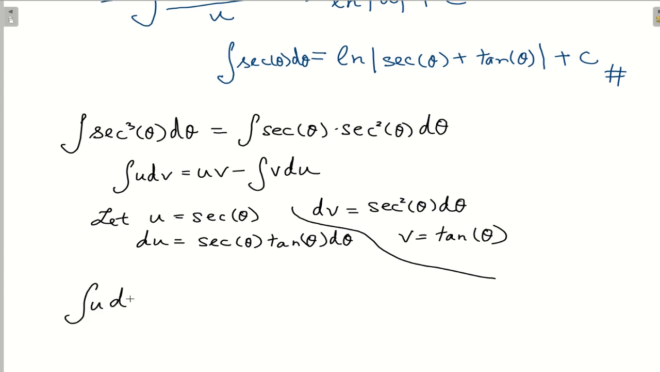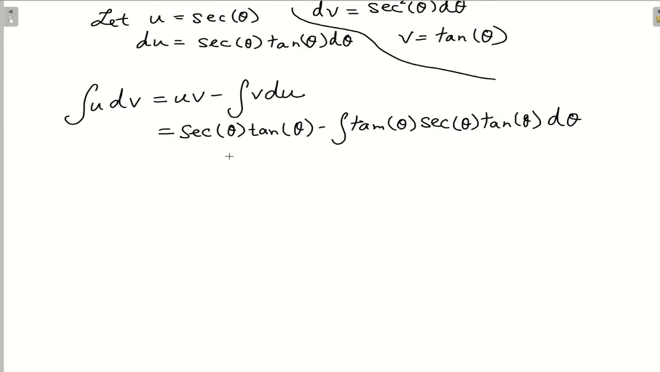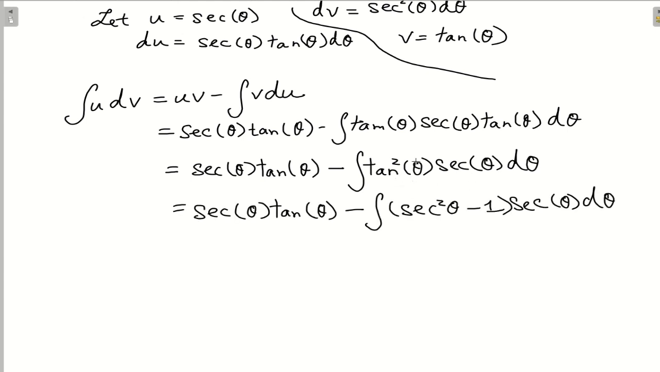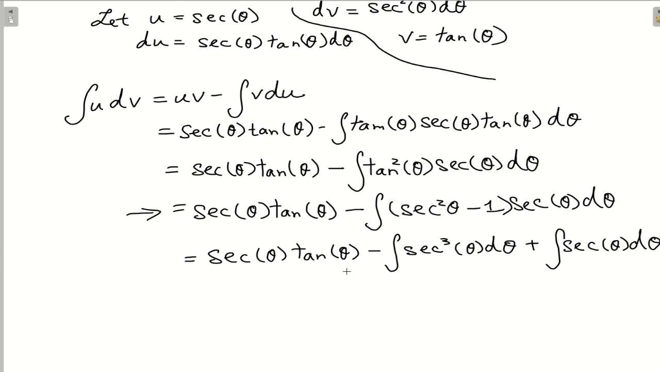Then we have the integral of u dv is equal to uv minus the integral of v du. And we substitute u, v, and the integral of v du. Then we have secant theta tangent theta minus the integration of tangent theta times secant theta tangent theta d theta. This is equal to secant theta tangent theta minus the integral of tangent square theta secant theta. And tangent square theta is equal to secant square theta minus 1, so we get this. And then we have this here.